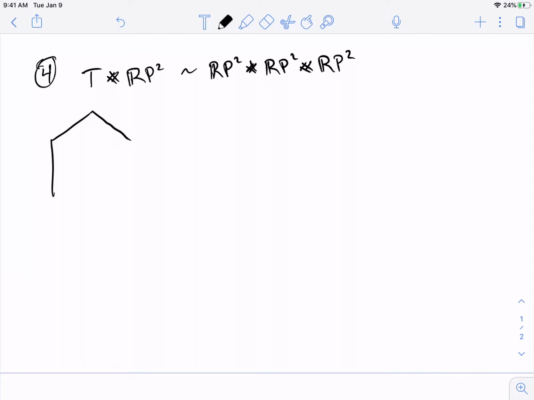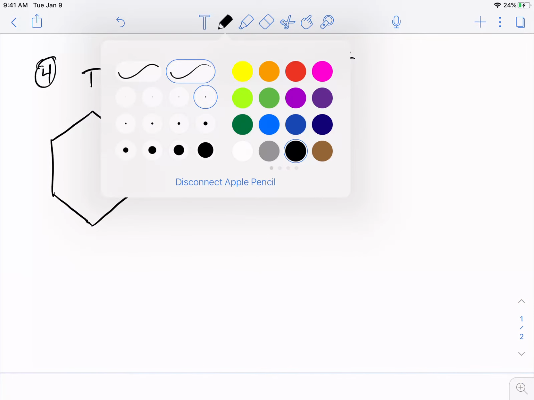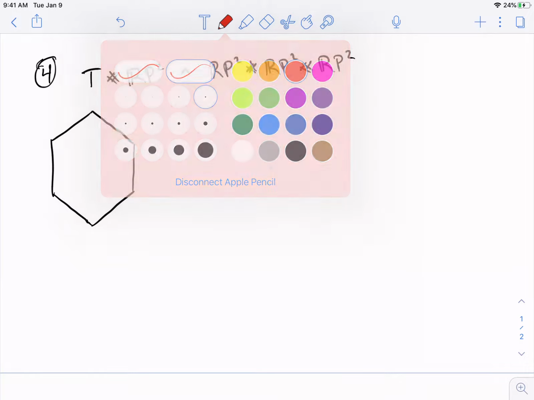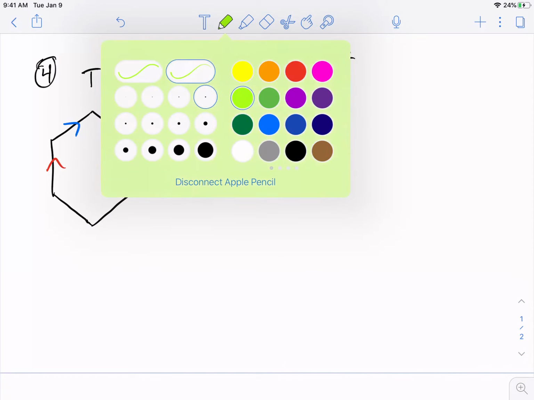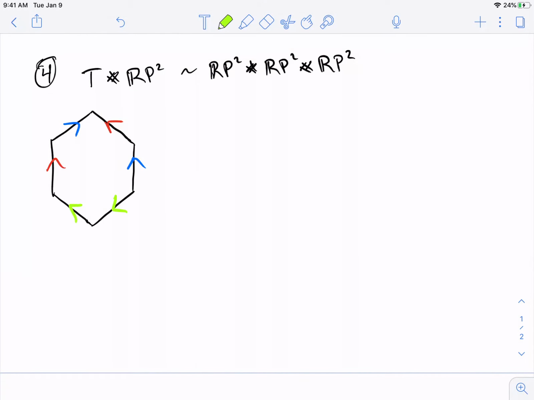So a torus can be represented by a polygon with four edges and an RP2 by a polygon with two edges. So the connected sum can be represented by 6 edges with the correct edge identifications. So I'll do this. The top part is the torus. This is the torus because opposite edges are getting glued with no twist. And this is an RP2. It's 2 edges glued with a twist. And so this is their connected sum.